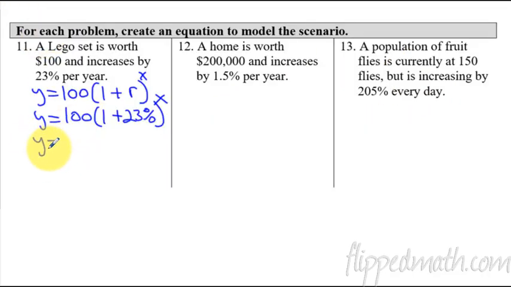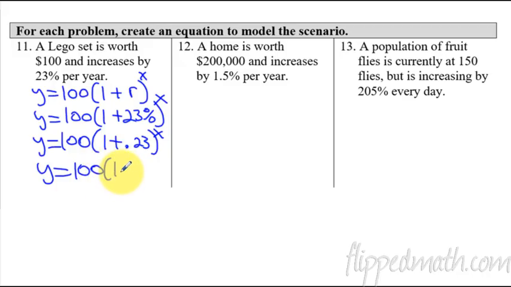So then I'm going to say y equals 100 times 1 plus 0.23. How did I get 0.23? You move the decimal twice. Remember, from converting between percents and decimals, you just move the decimal 2 times over. So now it's 0.23. And then for my final answer, I need to add those together. Y equals 100 times 1.23 raised to the x. And that is my final answer.